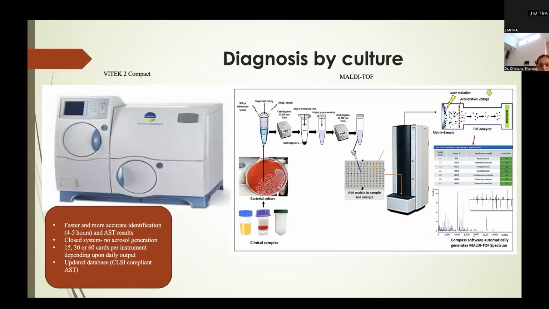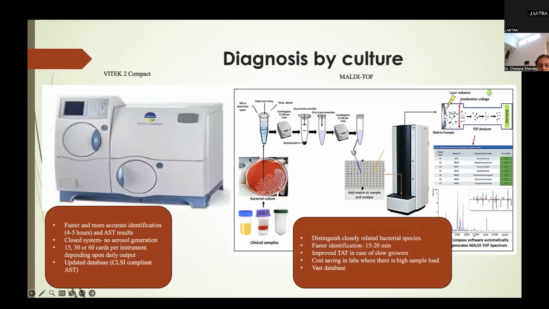Here on this metal plate the colonies are applied, and then this metal plate is kept under this instrument. With the help of laser radiation, these molecules get converted into ions and they create the spectra. This spectrum is then matched with the stored profiles or the stored database of the machine. Next slide.